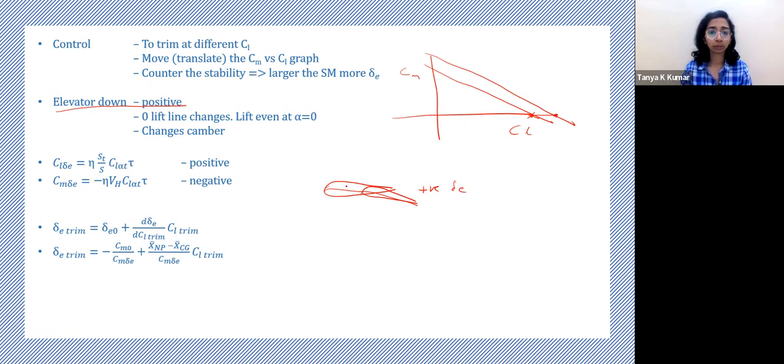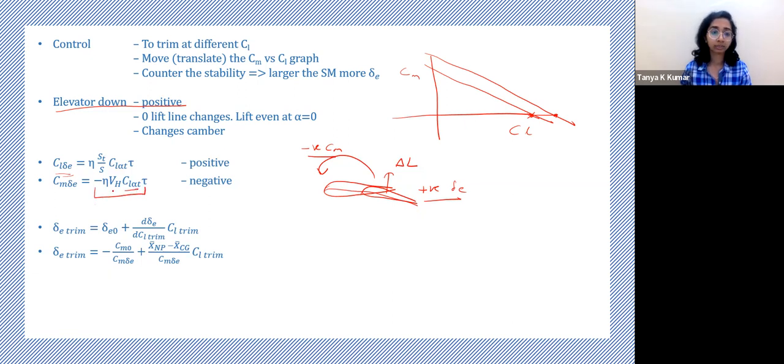So now when you deflect the elevator down, it produces a force. There is an increase in lift. So the CL delta E term, due to a positive elevator deflection, is positive. You can see deflecting the elevator down gives you an upward force, increase in lift. So it's positive. But this change in lift due to the positive elevator deflection gives you a pitch down moment, gives you a negative CM. So positive delta E gives you a negative CM, which is why our term here, CM delta E, is negative.